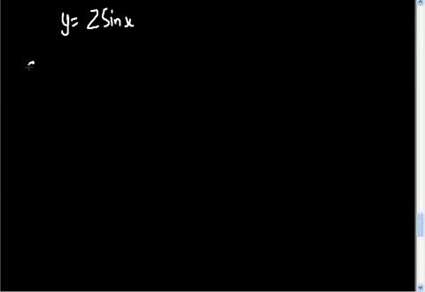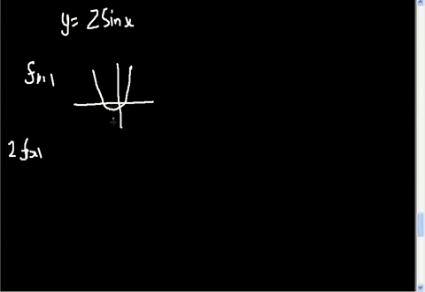Transformations of functions. If you had a graph f of x, and this graph looks like this, what would 2f of x do to this graph? All the y coordinates would double. So the 2f of x graph would look slightly stretched because all the y coordinates doubled. That's what happens when f of x becomes 2f of x.